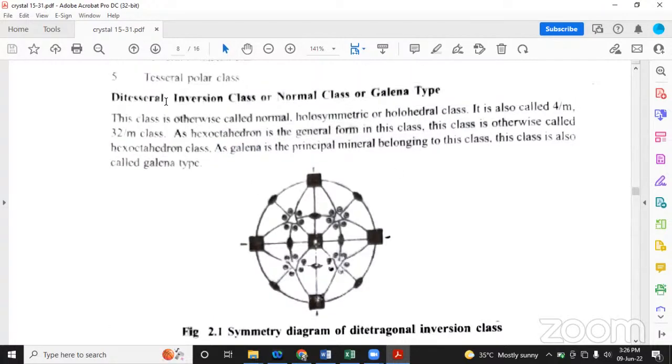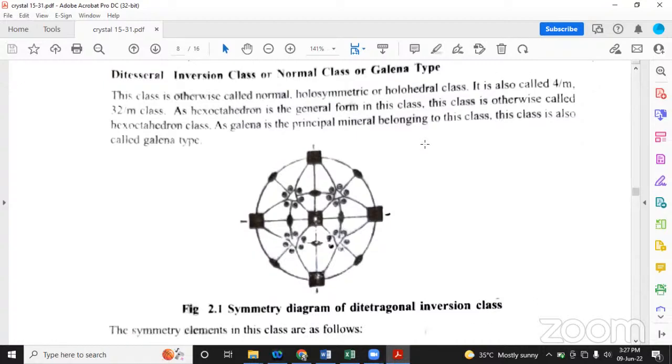One more thing: the isometric system is composed of classes containing more than one axis of n-fold symmetry, where n is greater than 2. These are the important features of the isometric system. How to identify the isometric system? One is a 1:1:1 ratio, and there are four axes of 3-fold symmetry. It is a closed form and therefore can exist as a real crystal.